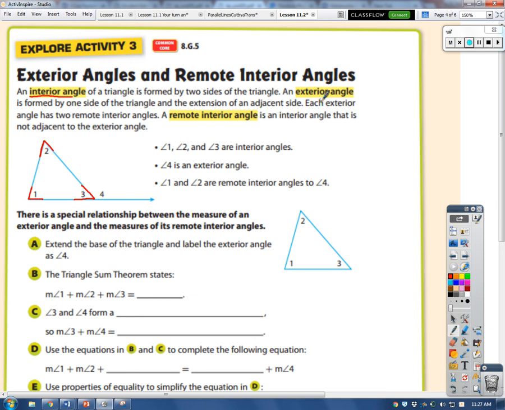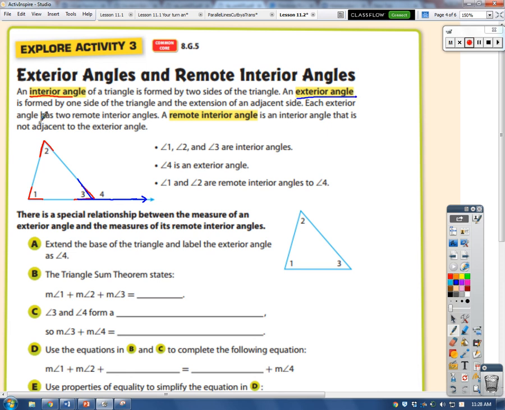An exterior angle is formed by one side of the triangle and an extension of the adjacent side. Adjacent means next to. So an exterior angle would be this one right here. It's formed by one side and an extension from the adjacent side. So this would be our exterior angle.